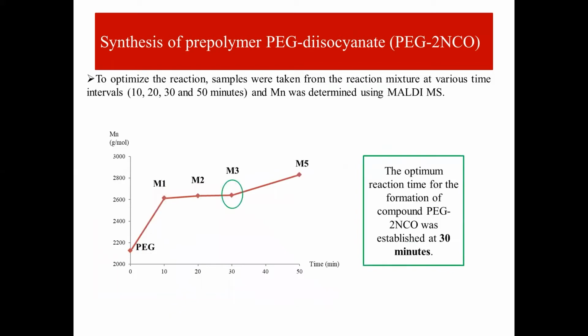From the molecular weight evolution in time, we can observe that the molecular weight increases very fast in the first 10 minutes. For the next 20 minutes, it has a constant evolution, but it shows a significant increase at the sample taken at 50 minutes. Therefore, the optimal reaction time for the compound formation is 30 minutes.